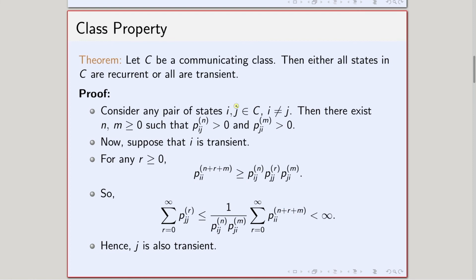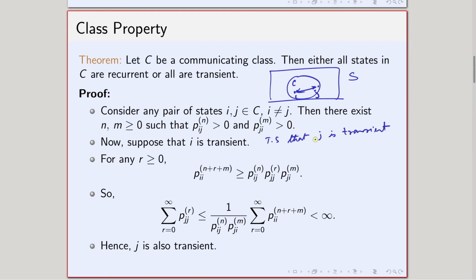C is a communicating class. So I take two states in C. If this is my S, and inside that I have C, suppose i and j are two different states here. Then by the definition of communication, we know that there exist n and m greater than or equal to 0 such that P_ij^n is greater than 0 and P_ji^m is greater than 0. That means from i I can move to j with positive probability in n steps, and from j I can move to i with positive probability in m steps. Now suppose that i is transient. We want to show that j is transient.